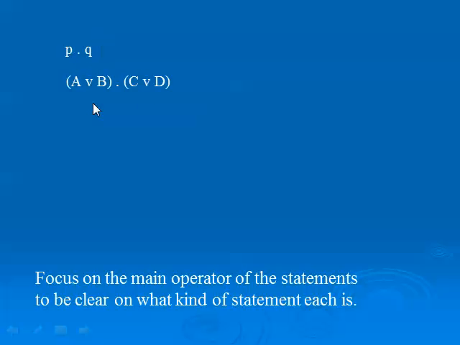That's the form. Here's an example of a conjunction. Notice that the conjuncts don't have to be simple. Here's another conjunction. The main operator is here. The conjuncts can be quite involved. The main operator in this case is here. Again, it's a conjunction.